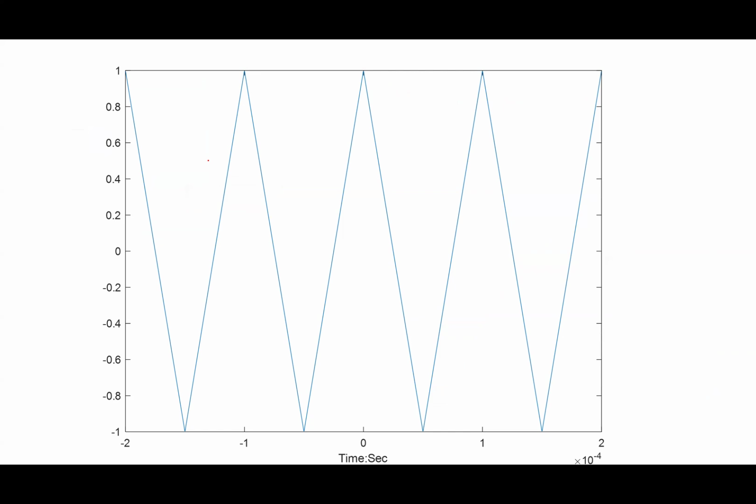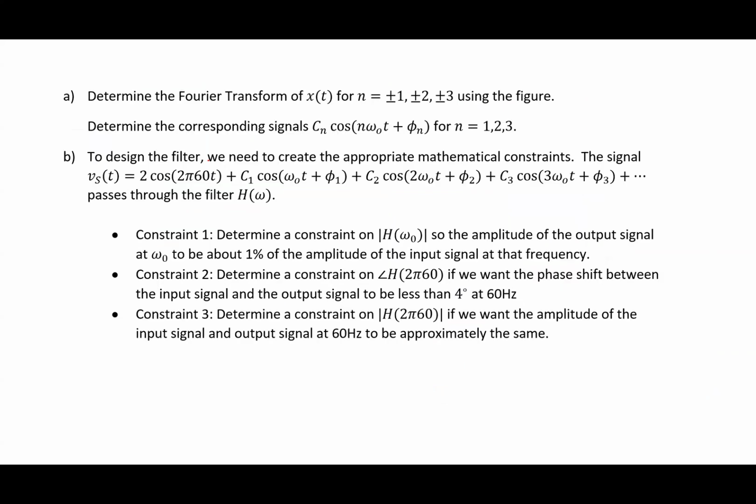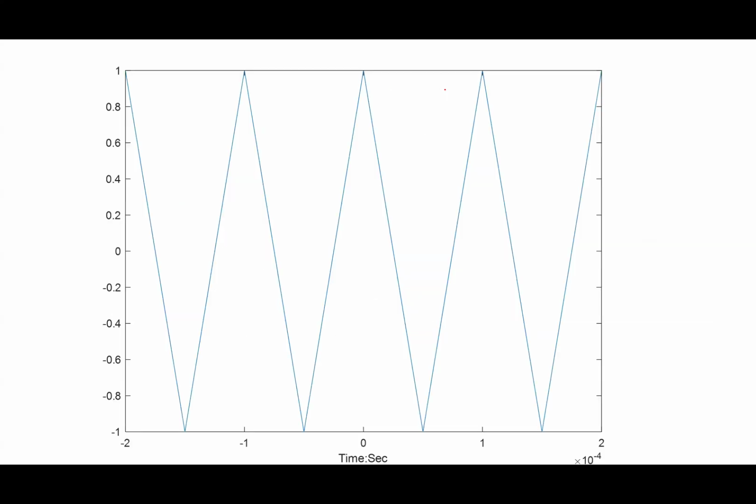All right. So this particular waveform, what I ask you guys to do in the problem is to determine the Fourier transform for these values, plus minus 1, plus minus 2, and plus minus 3, using the figure, right, for those values. Now, that means that you'd have to do the integral again. So what you would have to do is do it for one period, which would be from here to here.